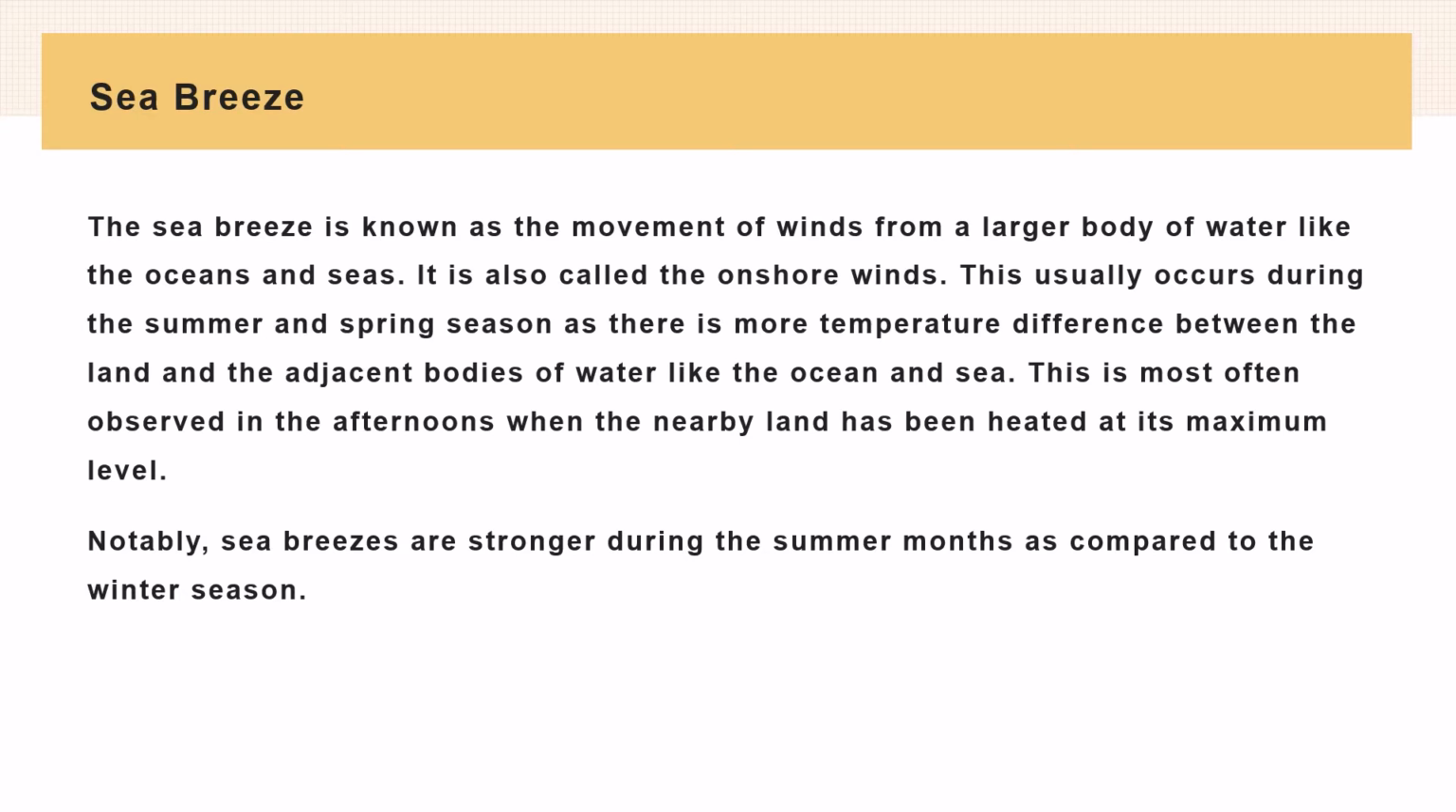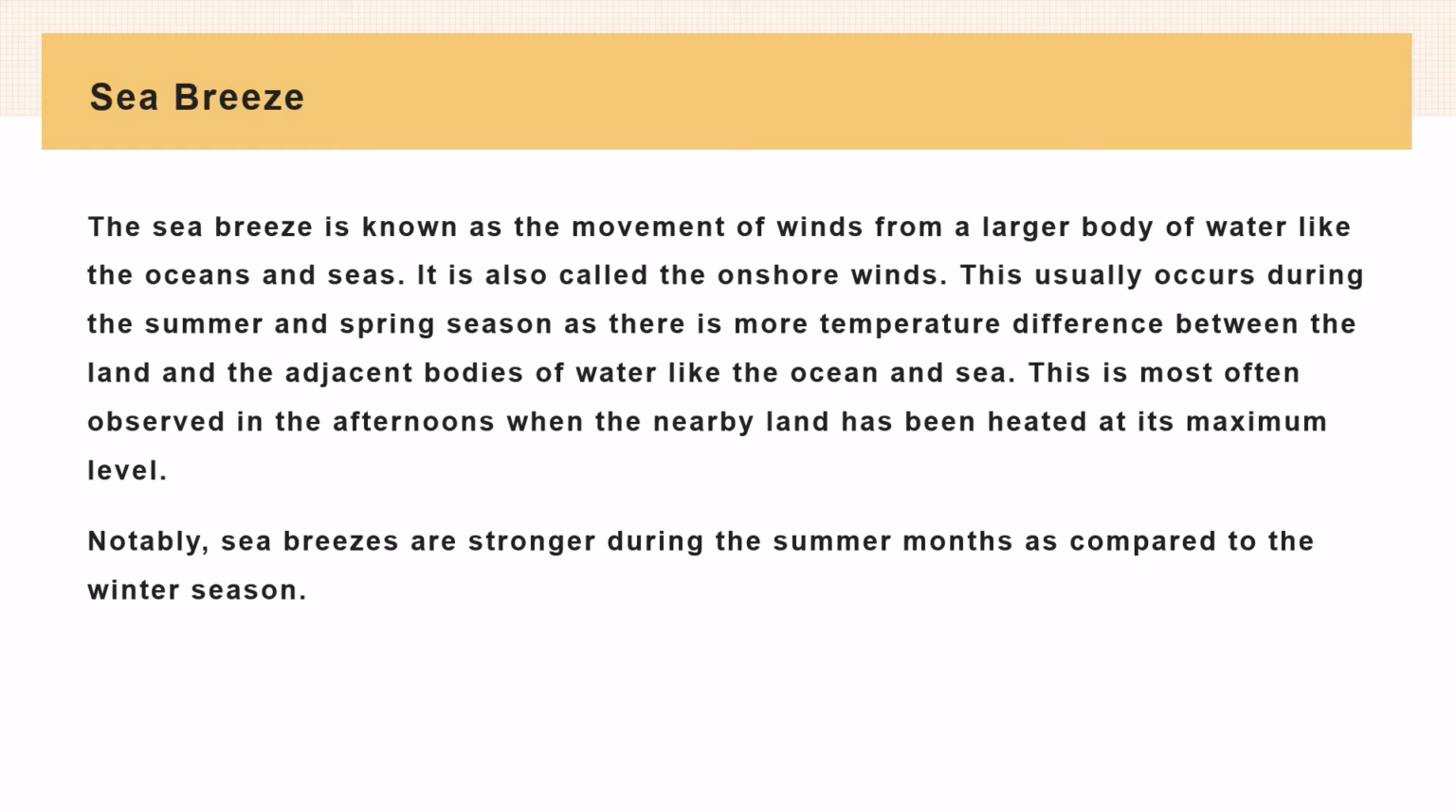The sea breeze is known as the movement of winds from a larger body of water like the ocean and seas. It is also called the onshore wind. This usually occurs during the summer and spring seasons as there is more temperature difference between the land and the adjacent bodies of water like the ocean and sea. This is most often observed in the afternoons when the nearby land has been heated at its maximum level.